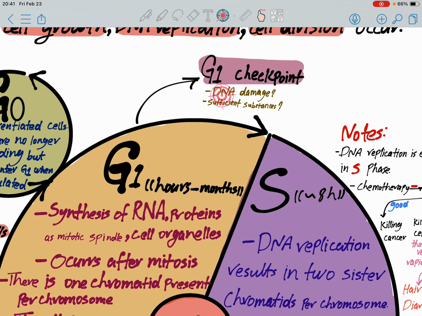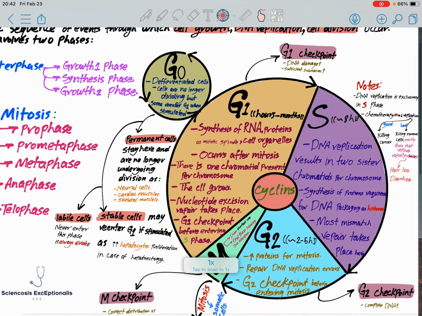And here we can see the growth 1 checkpoint. It checks if there is DNA damage. It also checks if there is any insufficiency in the substances needed for division of the cell.